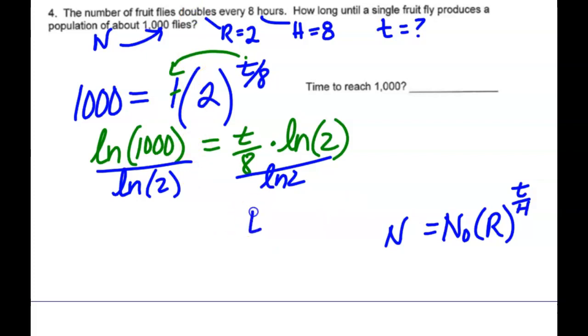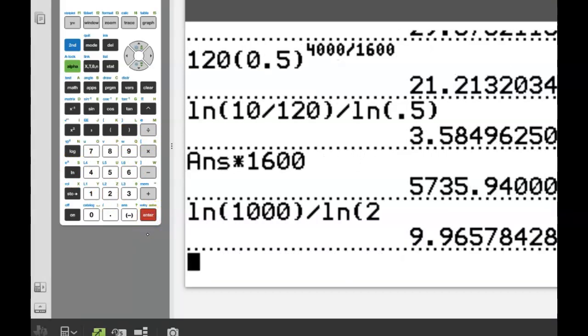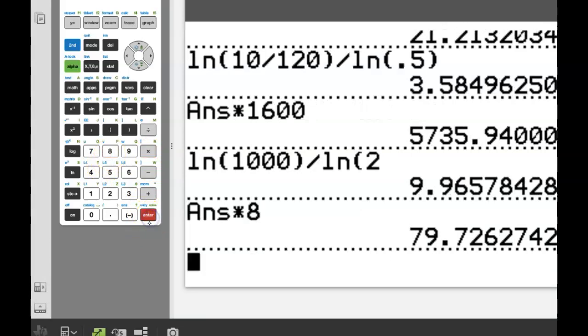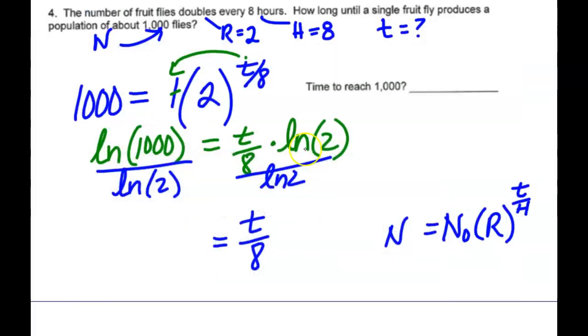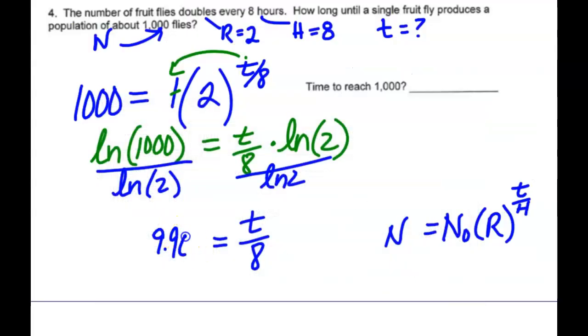All right, so that leaves us with t over 8 equals the log of 1,000 over the log of 2. Everybody get about 10? And then we have to do what? Multiply by 8? So about 80. What was it? 9.966 or something times 8. Rounds to about 80 hours.